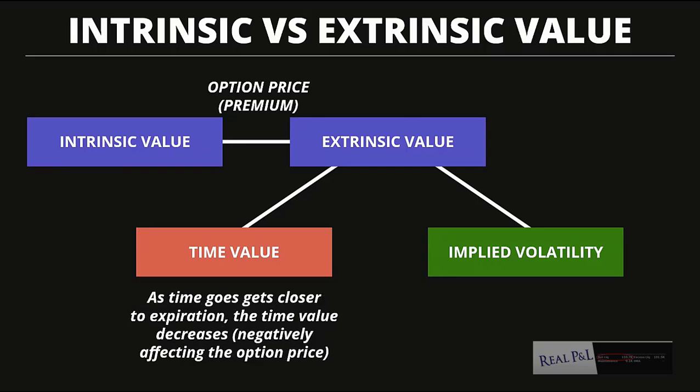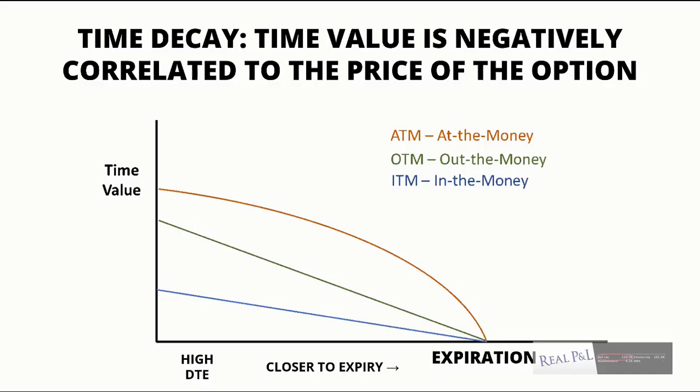As time gets closer and closer to expiration, the time value decreases, negatively affecting the option price. And this is why options are called depreciating assets. The value is negatively correlated to the price of the option. The longer in time until expiration, the greater the time value. Time value represents the amount you are prepared to pay for the possibility of the market moving in your favor during the life of the option.